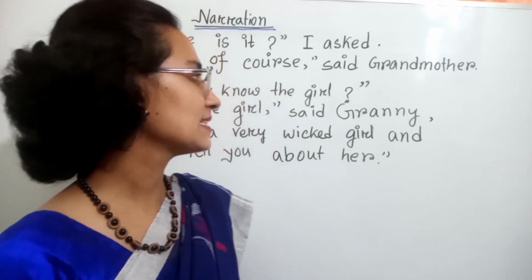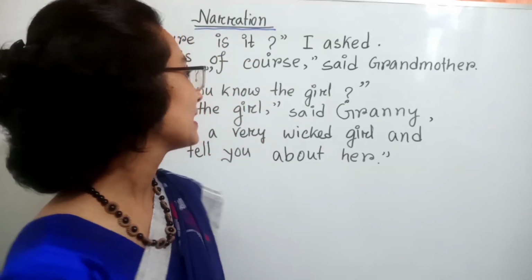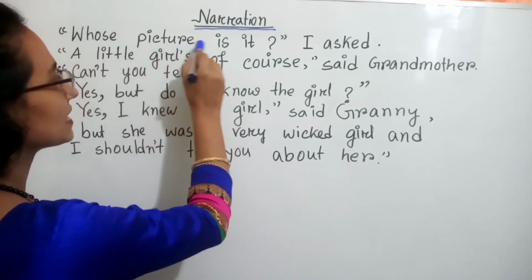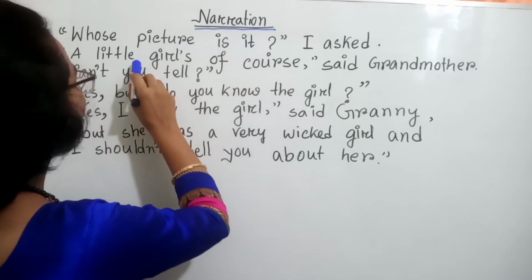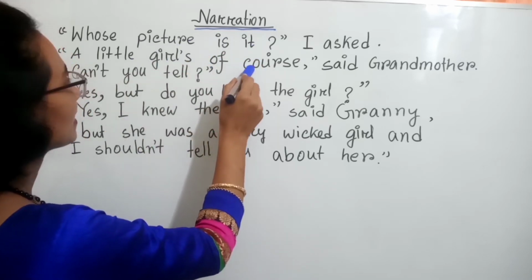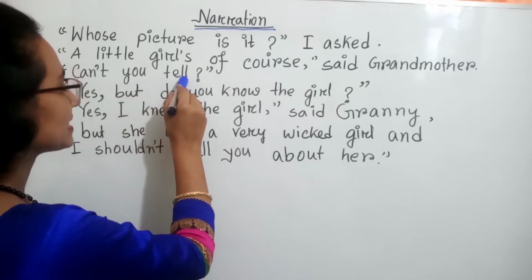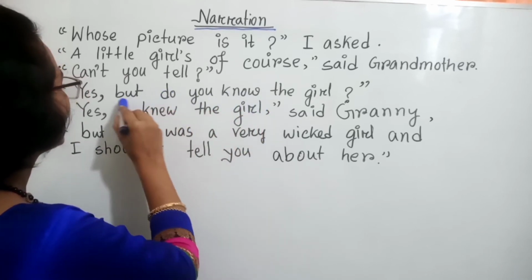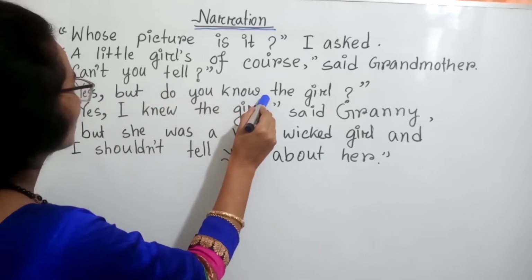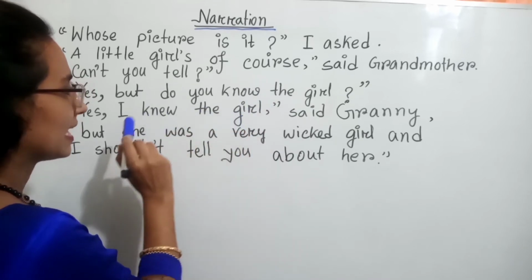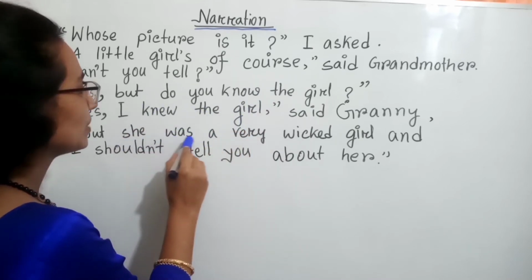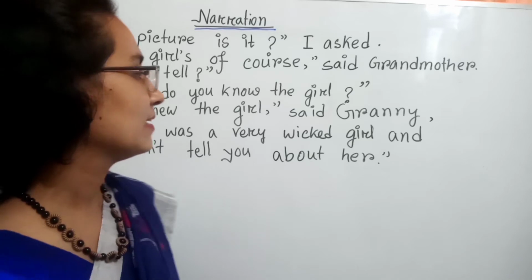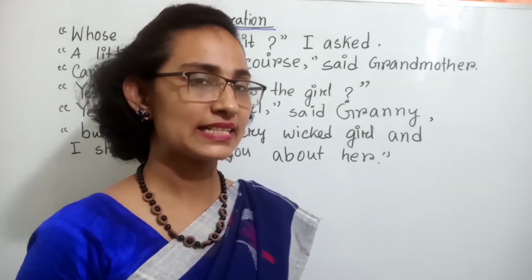So the speakers of the passage are I and grandmother. Here the first sentence is an interrogative sentence: "Whose picture is it?" The second sentence is an assertive sentence: "A girl's, of course." "Can't you tell?" It's an interrogative sentence. Then "Yes, but do you know the girl?" It's interrogative also. "I knew the girl." It's an assertive sentence. "But she was a very wicked girl and I should not tell you about her." Here, the last sentence is an assertive sentence.